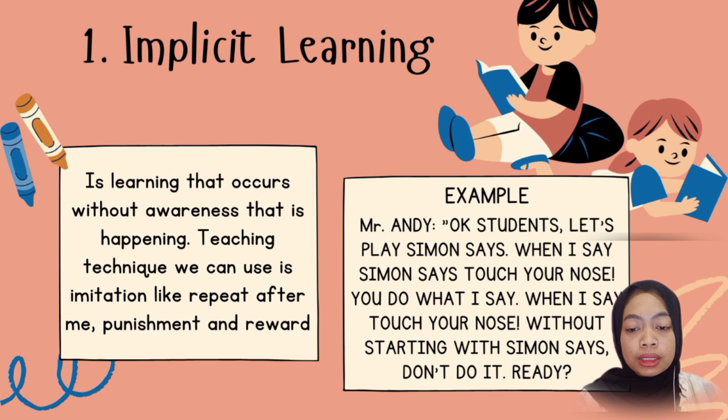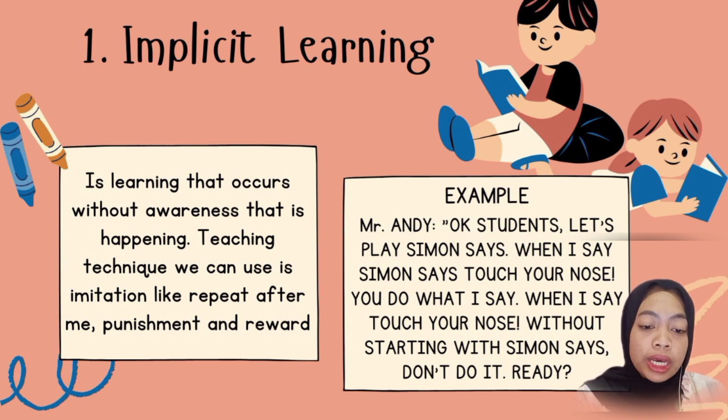So the first is implicit learning. Implicit learning is learning that occurs without awareness that it is happening. Teaching techniques we can use are imitation, like repeat after me, punishment, and reward.